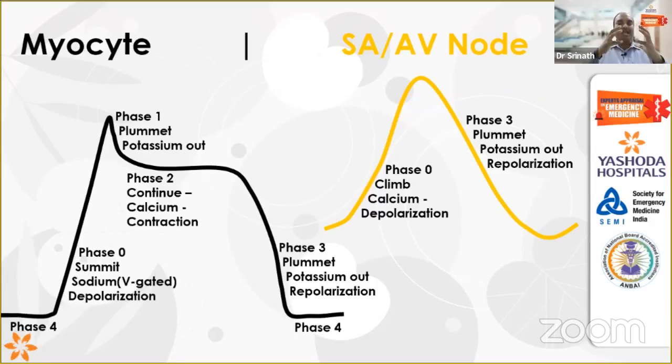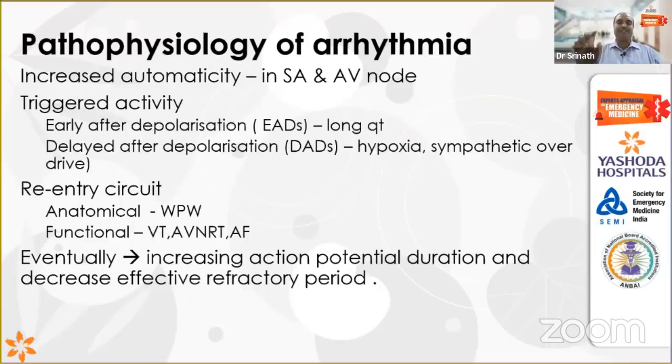Now, what is the pathophysiology of arrhythmias? You saw the physiology, now you are going to look at the pathophysiology. An arrhythmia is caused by increased automaticity of the SA node or AV node. So what did I say to you in the first slide? The SA node will produce 80 to 90. Sorry, the AV node will produce 60. So if there is an increase in the output, then automatically the heart rate will increase. That is the problem.